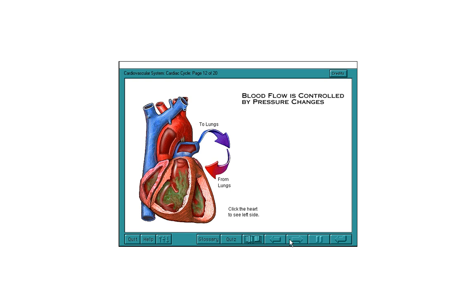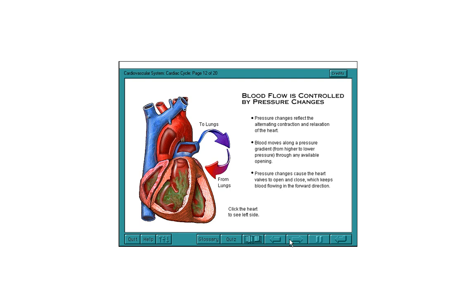As we've seen, blood flow is controlled by pressure changes. Remember that pressure changes reflect the alternating contraction and relaxation of the heart. Blood moves along a pressure gradient from higher to lower pressure through any available opening. Pressure changes cause the heart valves to open and close, which keeps blood flowing in the forward direction.